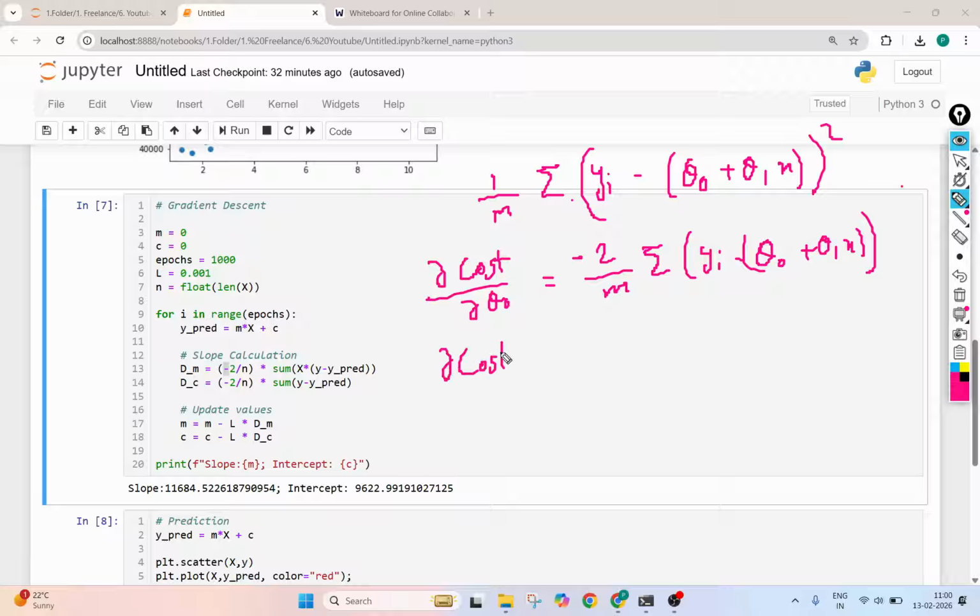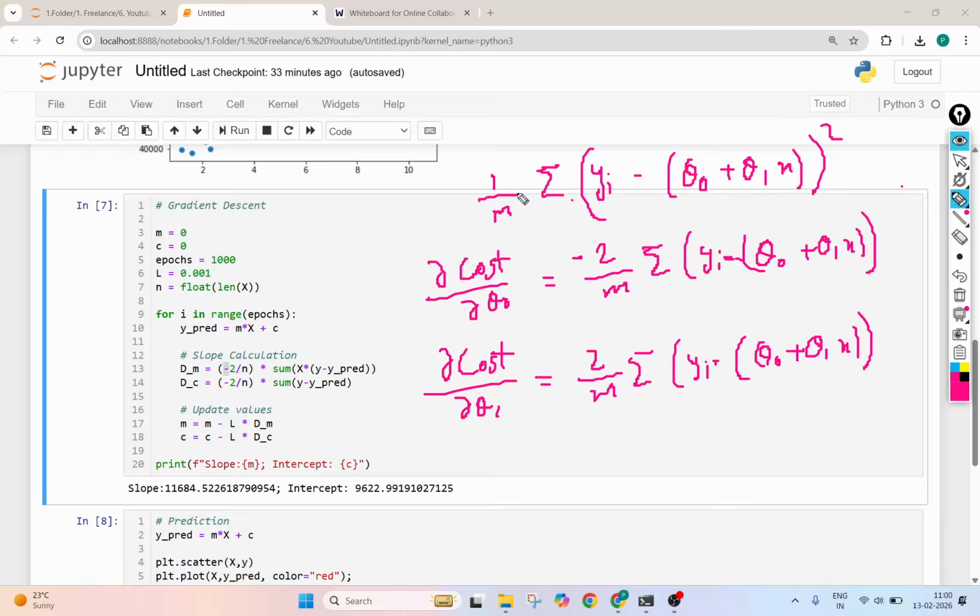Again, if I do d cos d theta 1, I'll get the same thing, right? 2 and the entire equation. So 2 by m, yi minus theta naught plus theta 1 x, right? Then when I do the differentiation with respect to theta 1, when I look at linearly, I see minus theta 1 x. So basically the answer is not x, but minus x, right? So what I'm doing is I'm just removing the minus from here and I'm taking the minus over here. That is exactly what I've done over here. dm is minus 2n x into this.